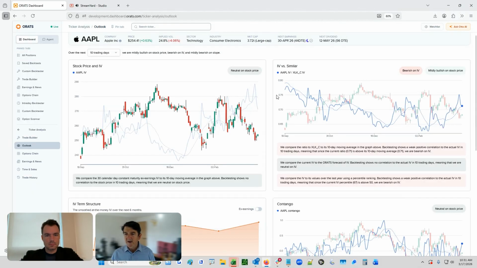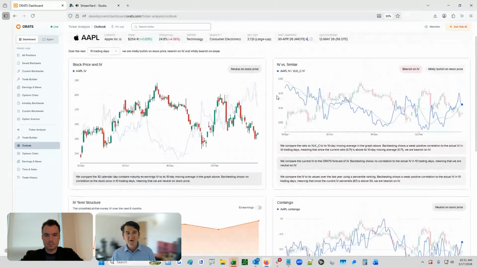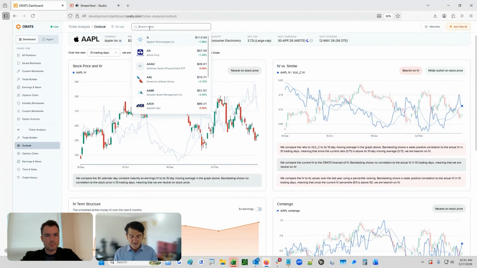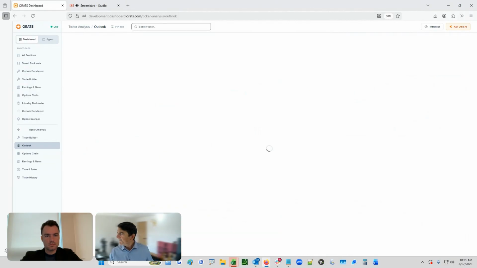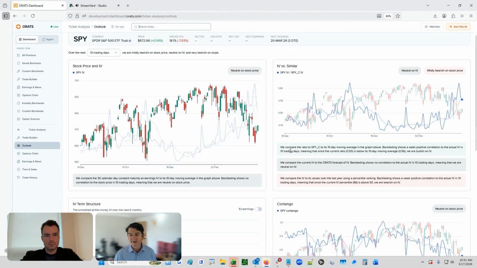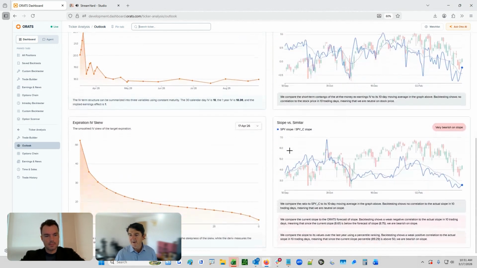What we're going to look at is, this is Apple. Let's go SPY. What we're going to see is SPY versus the components, and what we want to look at is what is happening. So here's the slope, right? Right now the slope has come down. Okay, so this is not good.